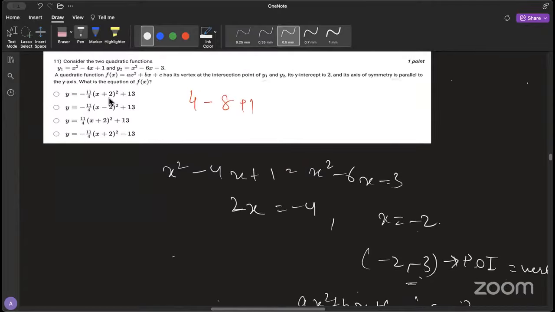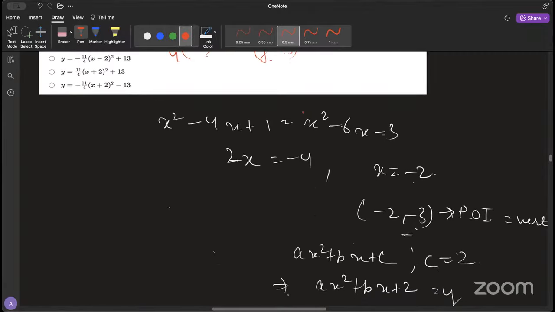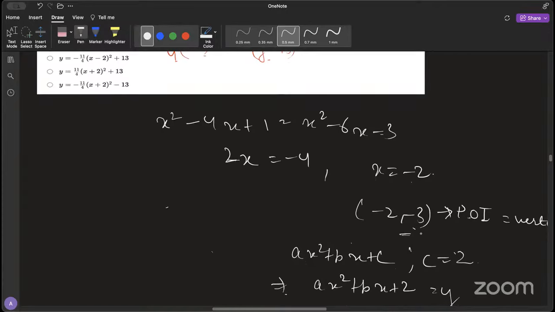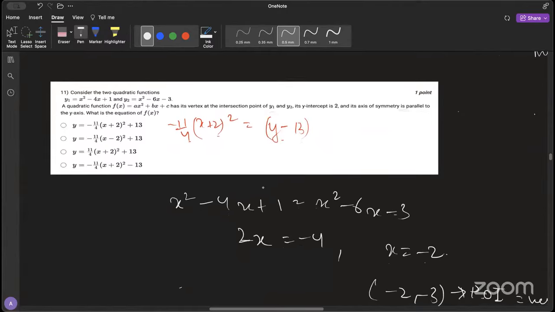So the vertex of this is -2 and this is the same as, just one second. You write these as x plus 2 squared and then y minus 13, right? That's what matters. And this is -11 by 4. So this gives you -2 and 13. We have 13 everywhere. Is this incorrect then? Just one second.